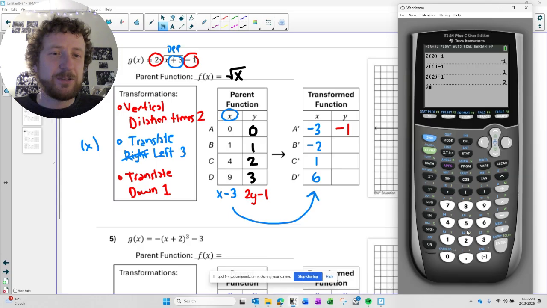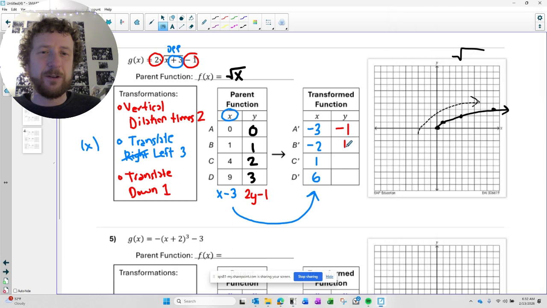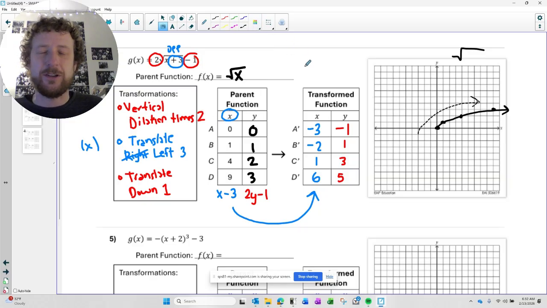And 2 times 3 minus 1. All right. And so I get negative 1, 1, 3, 5. Now I can plot these points, and I will see what the actual transform function looks like.